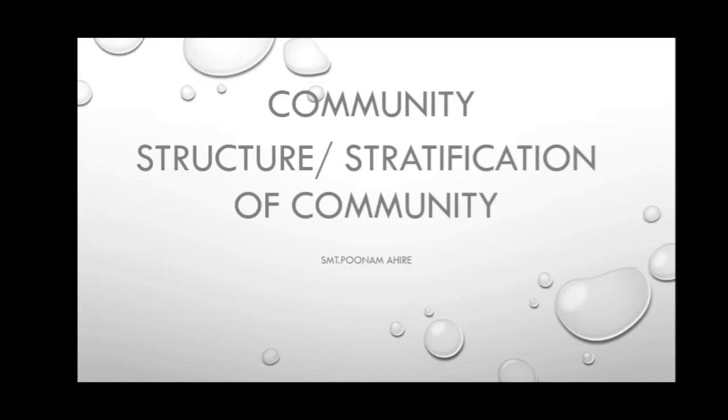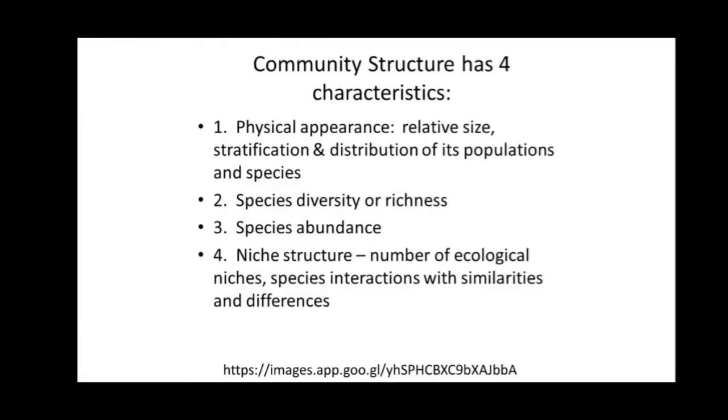Structure and stratification of community. Right. So, what is community? Community is nothing but a group of several animal or plant species which live together with a mutual tolerance and show a beneficial interaction within themselves in a definite area. Community ecology deals with the group of different kinds of populations in an area, right?